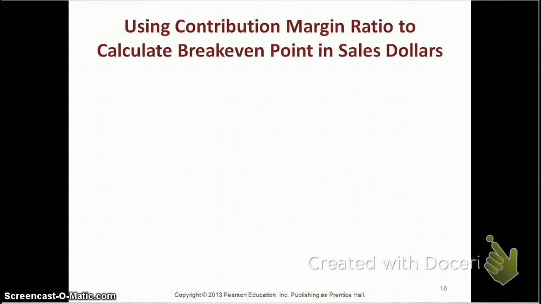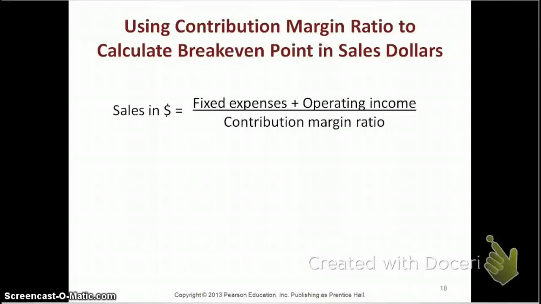Our third method was to calculate our break-even point using contribution margin ratio. When we use our contribution margin ratio, we calculate break-even point in sales dollars. This time it's not units, it's going to be in dollars. Your formula for calculating this is going to be sales in dollars is equal to fixed expenses plus operating income divided by contribution margin ratio.